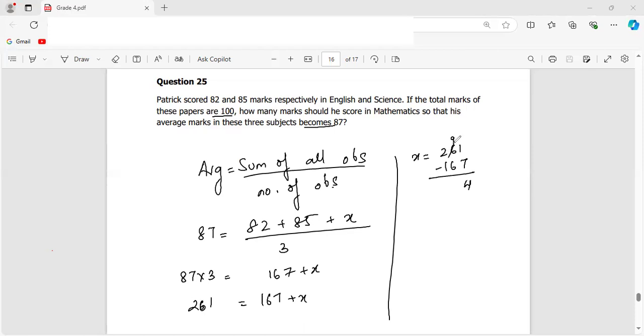That is a 4, and this would be a 5. So 1. This will be a 15. So 94. So how much should they score in maths? He needs to score 94 marks for the average to become 87. So that's about this paper.